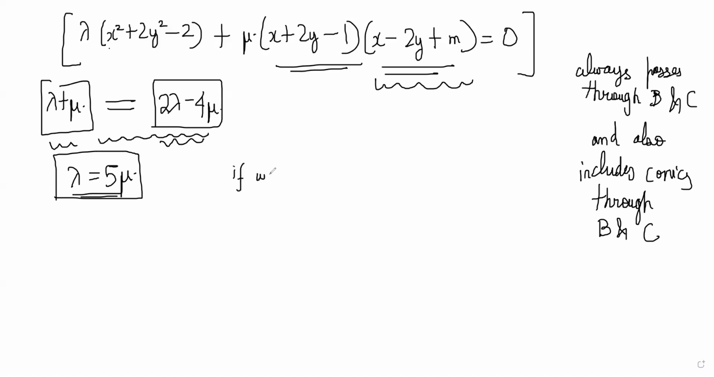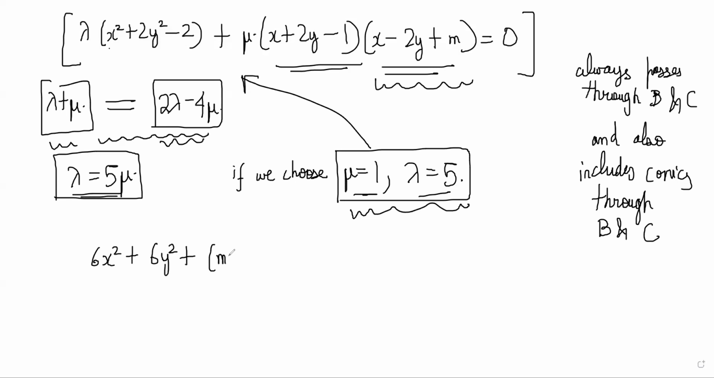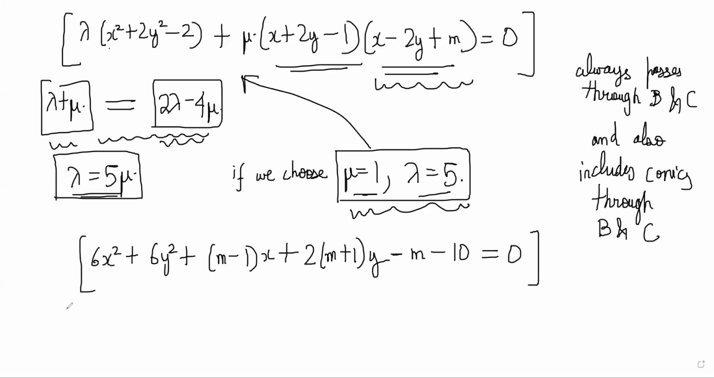So if we choose mu as 1, then lambda has to be 5, right? If I put this particular number in this equation, I end up with 6x squared plus 6y squared plus (m minus 1)x plus 2(m plus 1)y minus m minus 10 equal to 0. And the question already told us that A, which is (2, 2), lies on it.